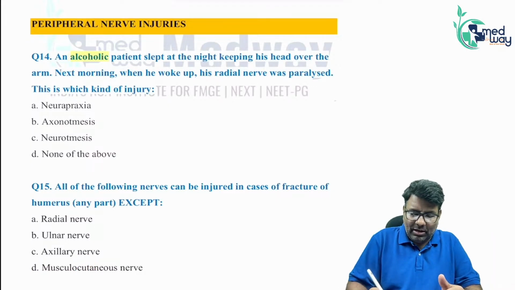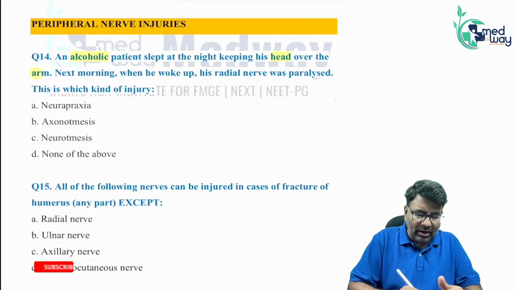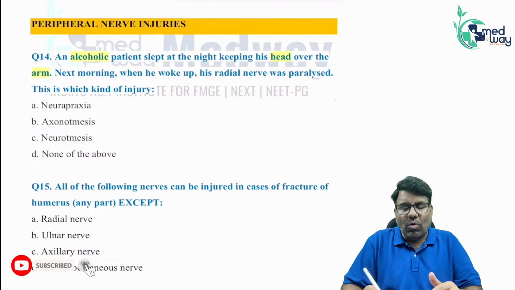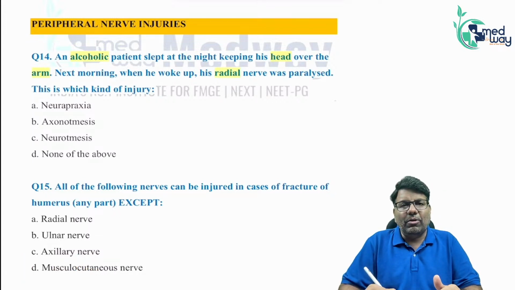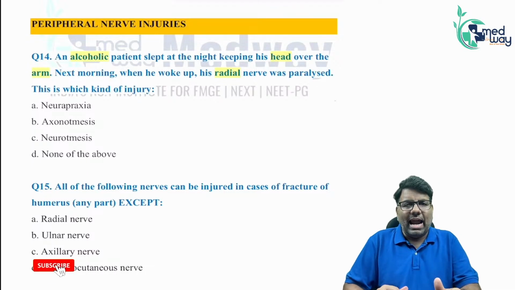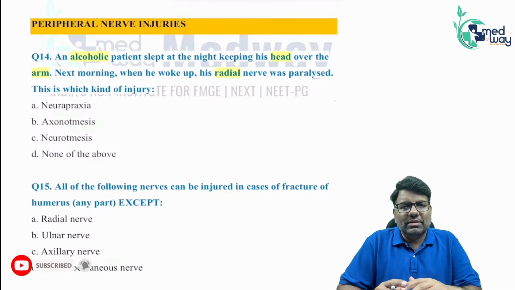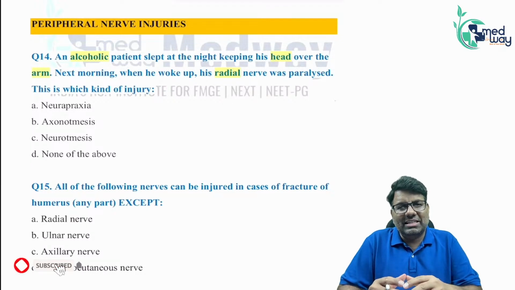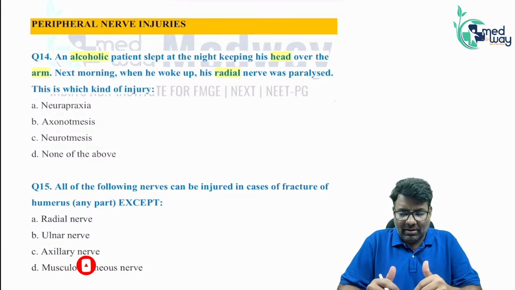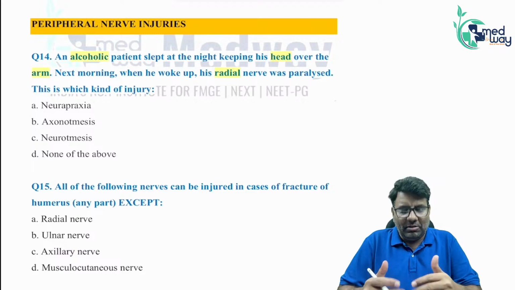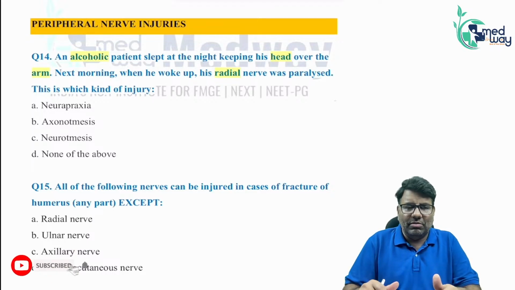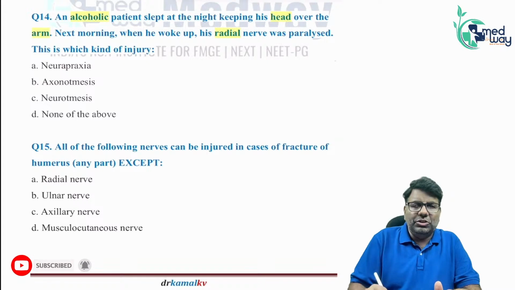Then moving forward to peripheral nerve injuries, and here one question is about an alcoholic who slept at night, keeping his head over the arm, and next morning when he woke up, he found that the radial nerve was paralyzed. Now this is which kind of injury? What had happened here is there was compression of the radial nerve because the fellow slept in such a posture that the head was resting on the arm. So there is compression of the radial nerve, and this resulted in paralysis of the radial nerve, and the patient developed wrist drop. Now, what kind of injury is this?